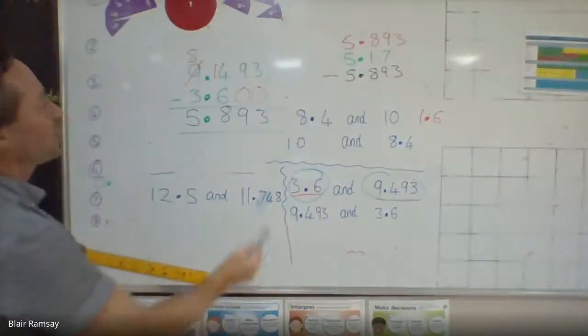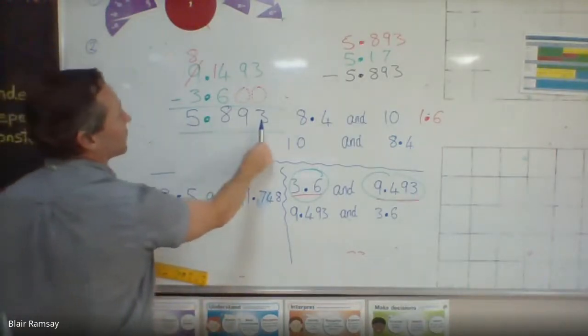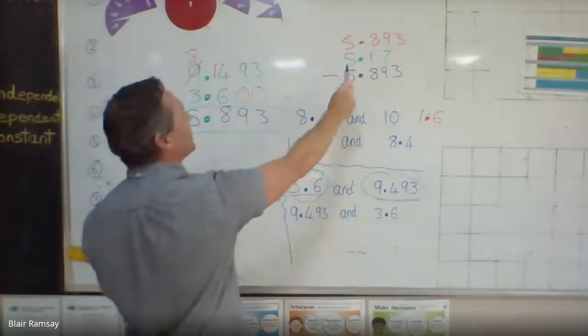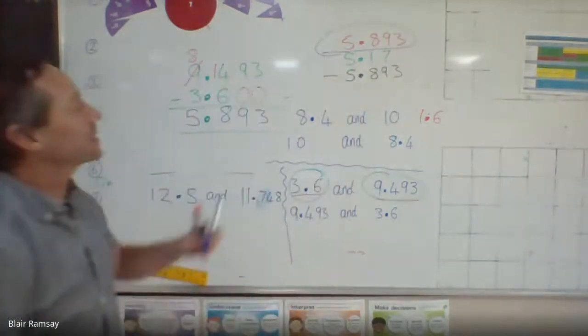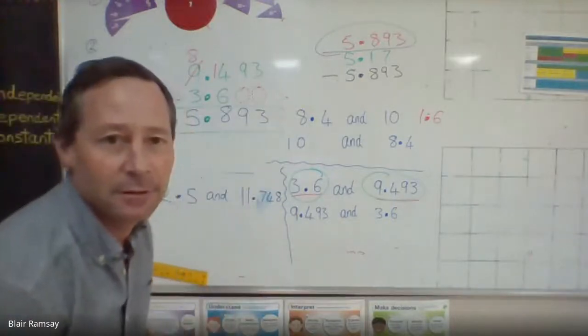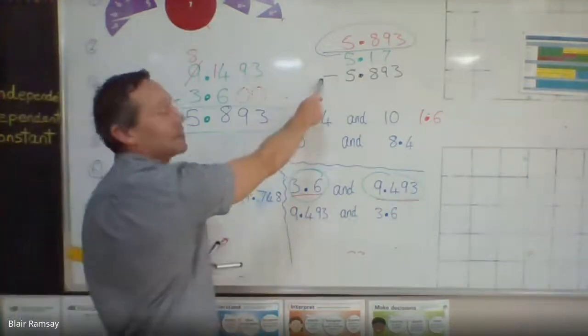Then we do 14 minus 6, which would equal 8. And then we do 8 minus 3, which would equal 5. So 5.893, or 5 and 893 thousandths, which would be this one. So hands up if you got that one. Zaina, you got that one as well, and you also got this one.